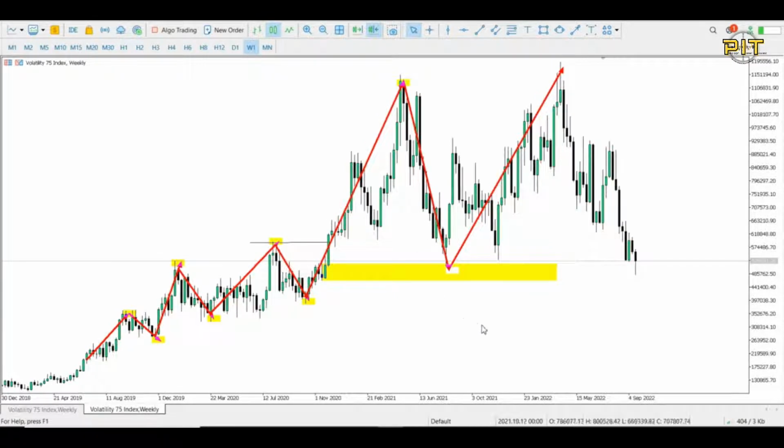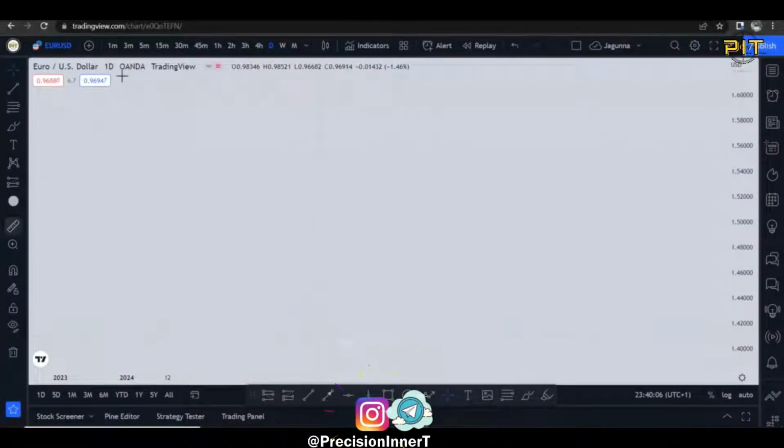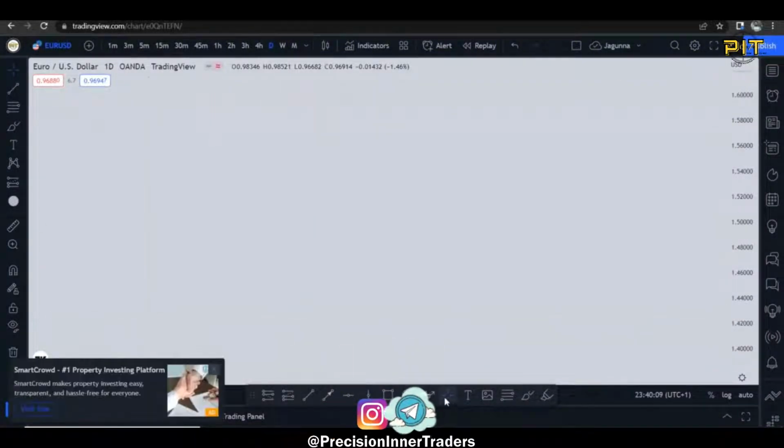So this is the concept of trying to understand valid structure points. You must understand the concept of inducement also. So this is basically what we're trying to say.